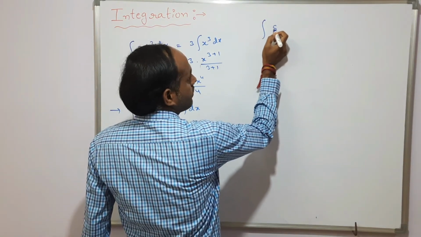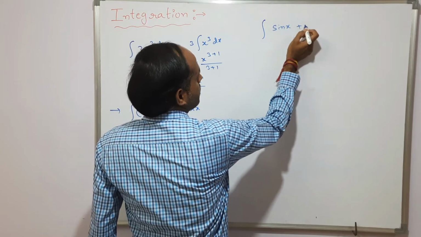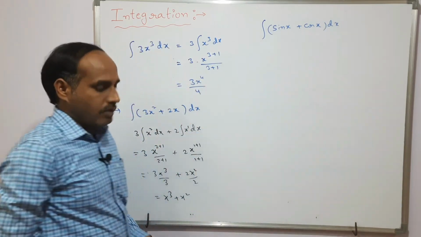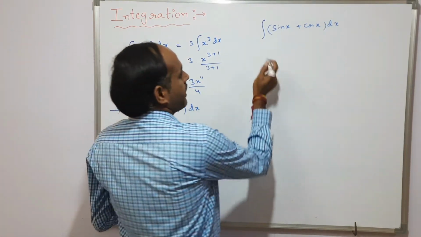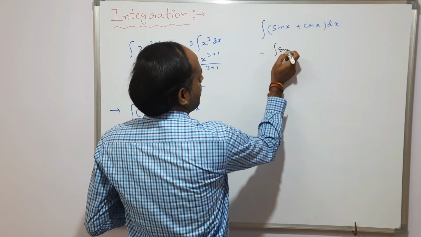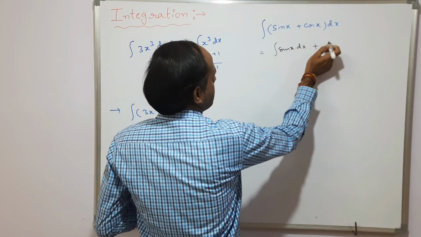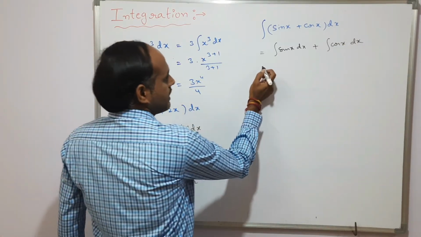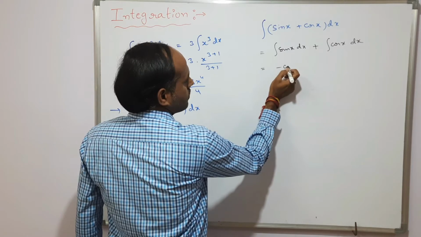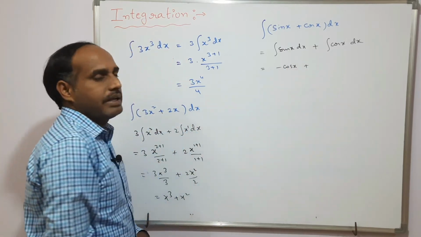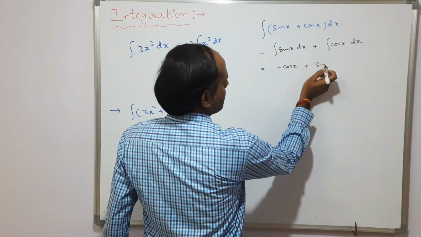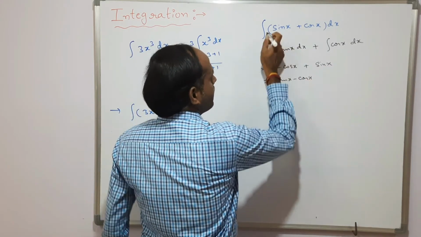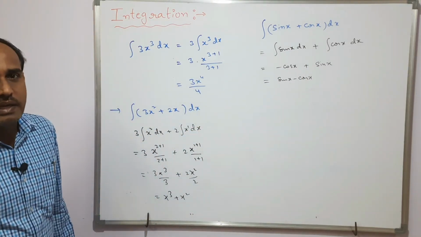Suppose if you are taking the integral of sin x plus cos x dx. In this we can write at first the integral of sin x dx plus the integral of cos x dx. The integral of sin x dx is equal to minus cos x, plus the integral of cos x dx is sin x. So the final answer is sin x minus cos x, the integral of sin x plus cos x dx, right?